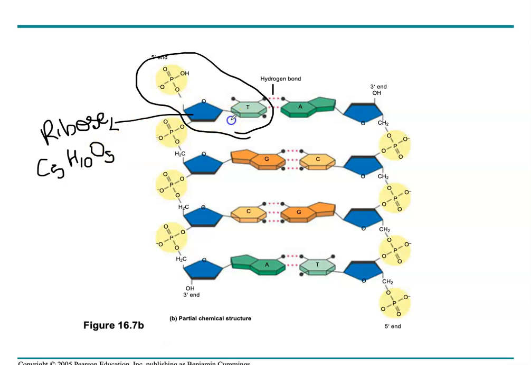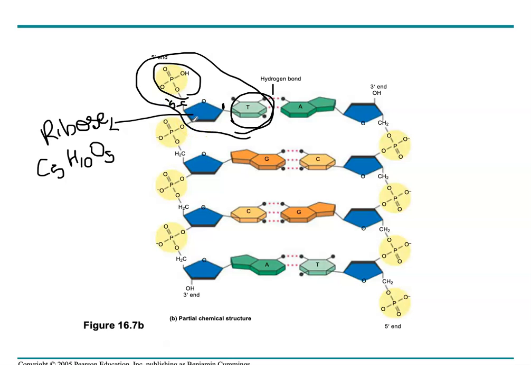Five-carbon sugar. You have a nitrogenous base. And then you have a phosphate. All 3 of these put together is going to be called a nucleotide. In this 5-carbon sugar, in position 1, the first carbon is where the nitrogenous base attaches. The 5th carbon, so 1, 2, 3, 4, and 5, is where the phosphate is attached.